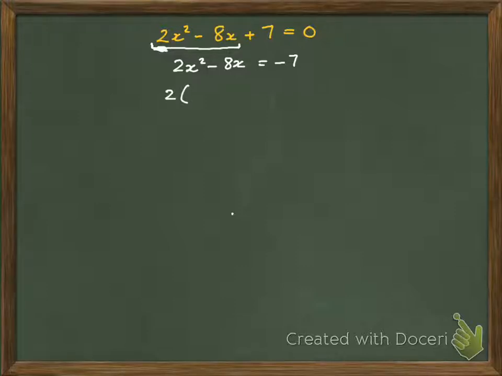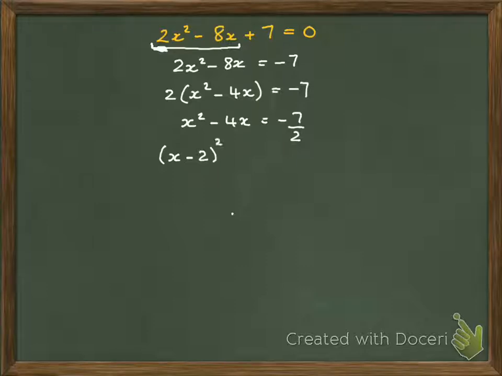So if I factorise by 2 first, that'll be 2 brackets x squared minus 4x equals negative 7. If I divide both sides by 2, that's going to give me x squared minus 4x equals minus 7 over 2. Then if I complete the square on the left hand side, I'll have x minus 2 inside my bracket squared, take away that 2 squared, so that'll be take away 4, and that's going to be equal to minus 7 over 2.